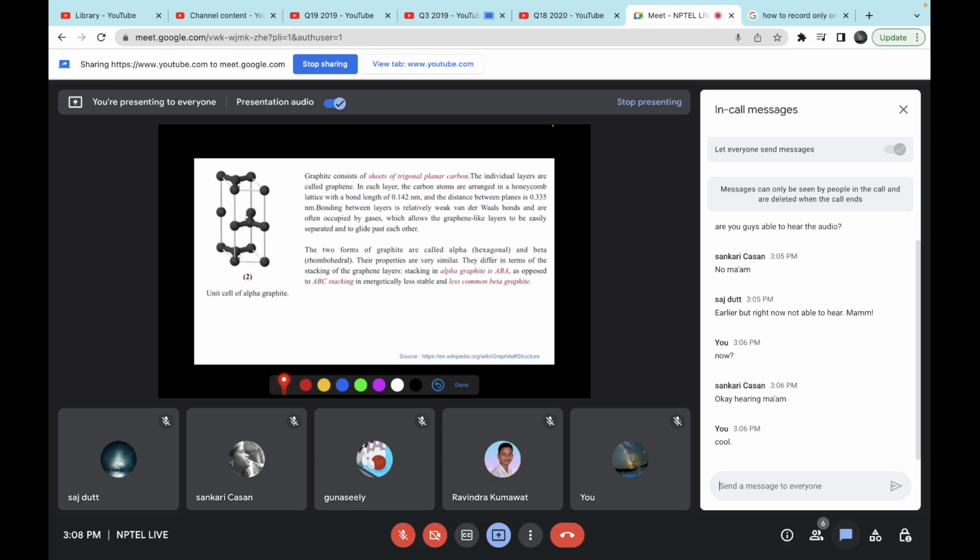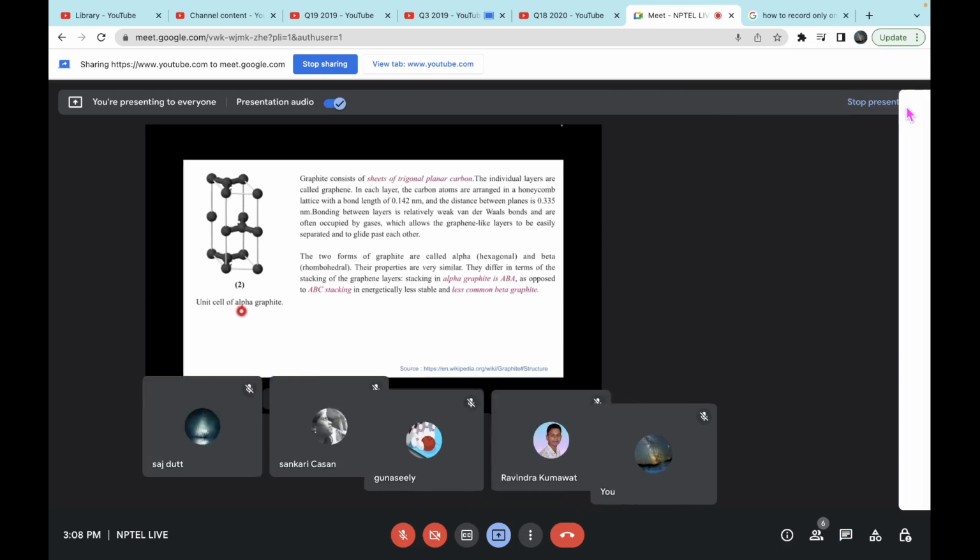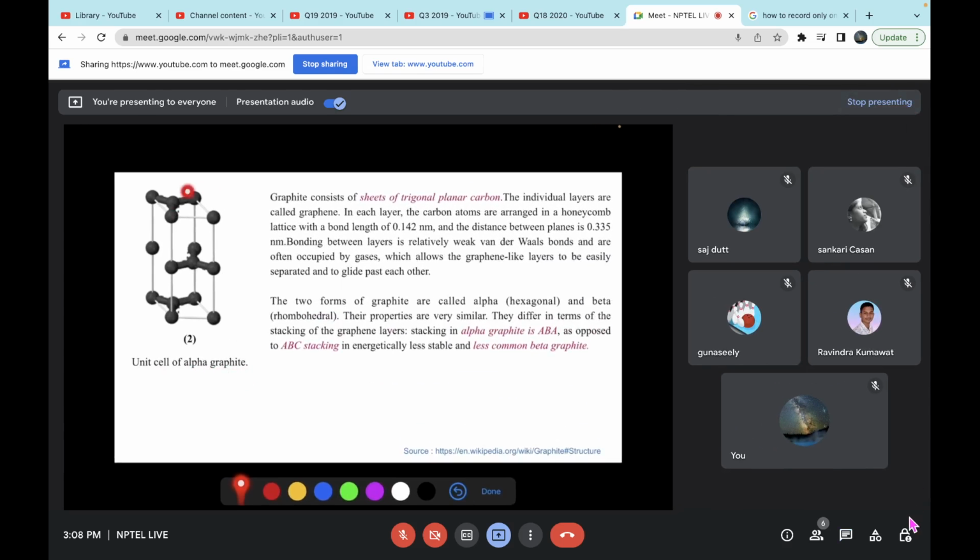The second structure is the unit cell of alpha graphite. Graphite consists of sheets of trigonal planar carbon. I have also highlighted this in red so that you can understand that this is also not a discrete one.